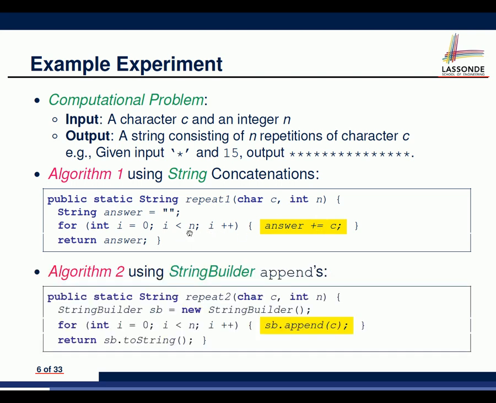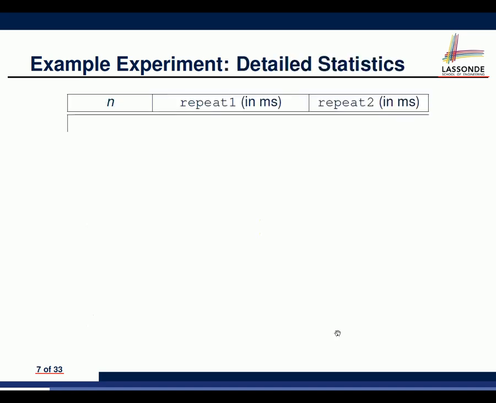The second one is similar. Also, I need a loop to see exactly how many times I have to repeat, but now I'm using a library class called StringBuilder. I simply call sb.append with the character. Let me tell you exactly what the difference is, and tell me your intuition: which one's going to be faster?